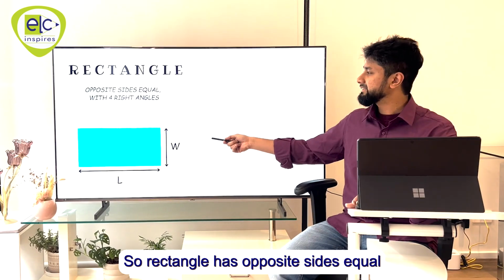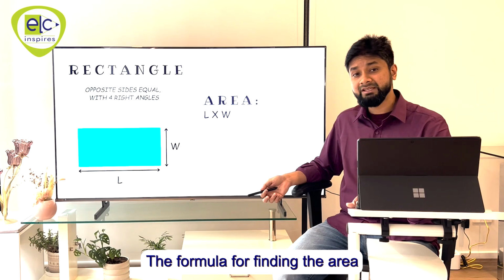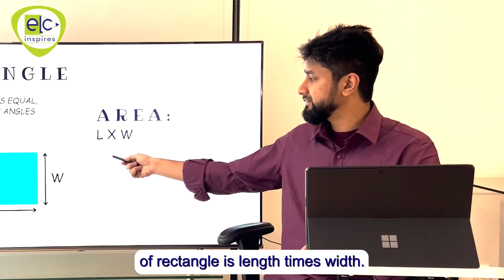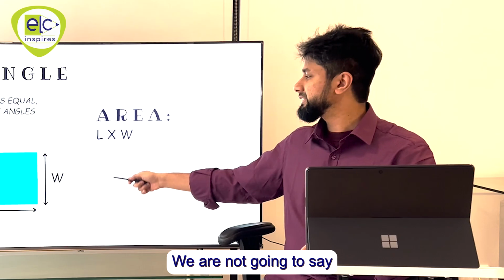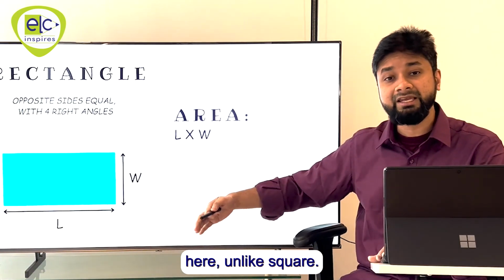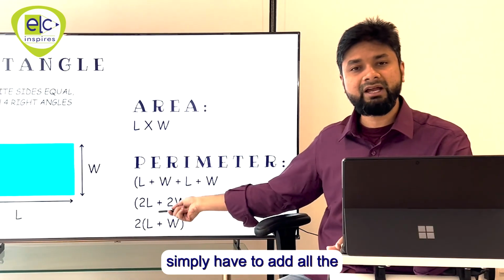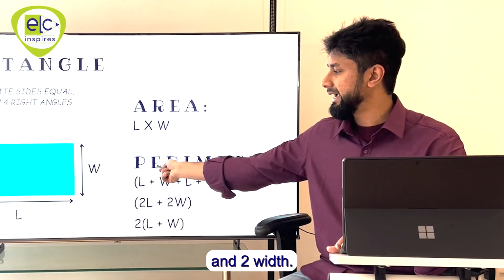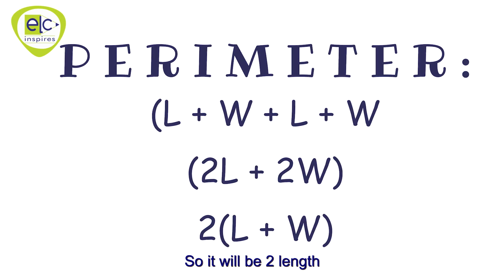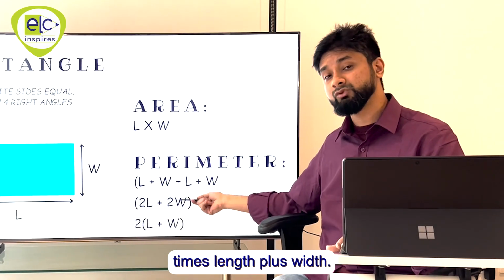So rectangle has opposite sides equal and it has 4 right angles. The formula for finding the area of a rectangle is length times width. We are not going to say length times length because the length and width have different sizes over here, unlike a square. To find the perimeter, we simply have to add all the sides. Over here we have 2 length and 2 width. So it will be 2 length plus 2 width. You have to add them. If you take 2 as a factor, then it will be 2 times length plus width.